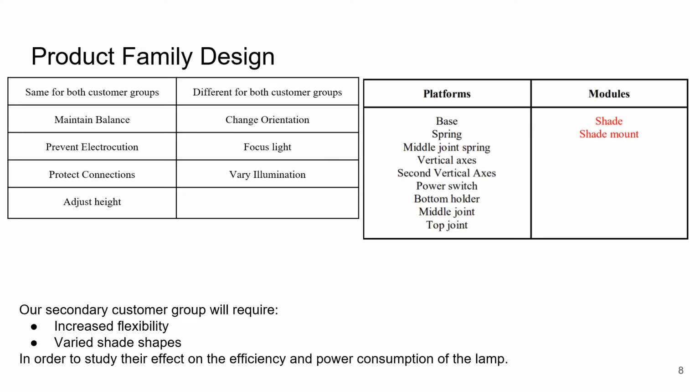Now looking at the product differentiation table and comparing the functions for each customer group, we determined function difference occurs in changing orientation, focusing light, and varying illumination, since our secondary customer group requires increased flexibility and varied shade shapes to study the efficiency and power of the lamp. This was analyzed to create the component commonality table on the right, which shows the platforms and modules.